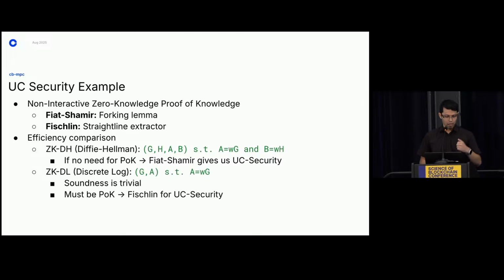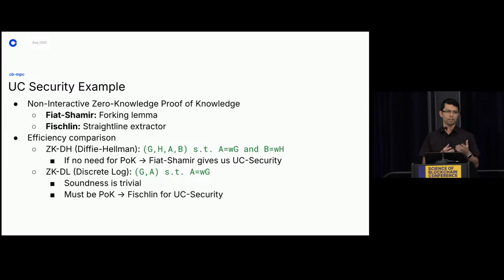For the ZKDL, on the other hand, we want to prove that the tuple G and A is such that A is W.G. Note that any point A in an elliptic curve point group has a W. So the soundness is trivial. It's not interesting.